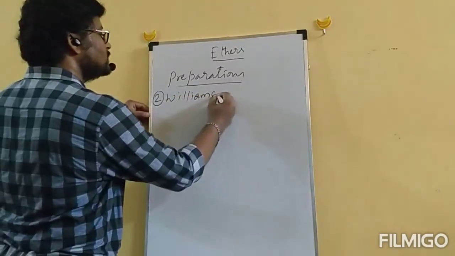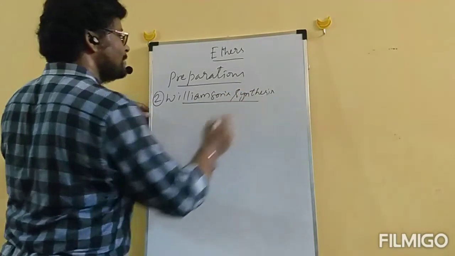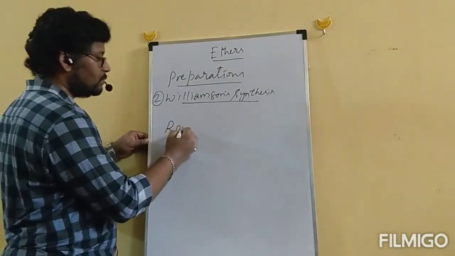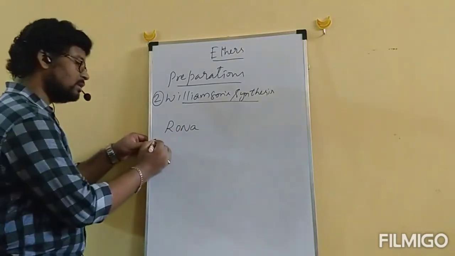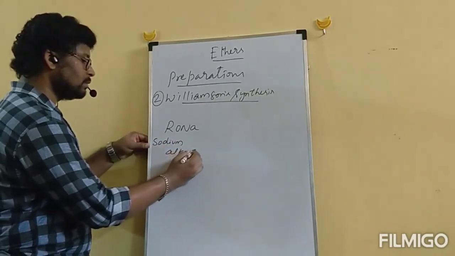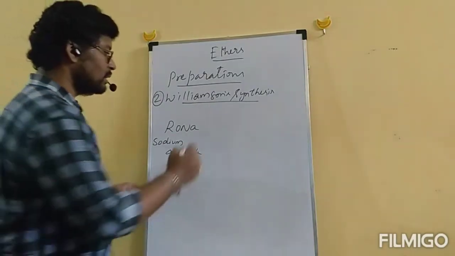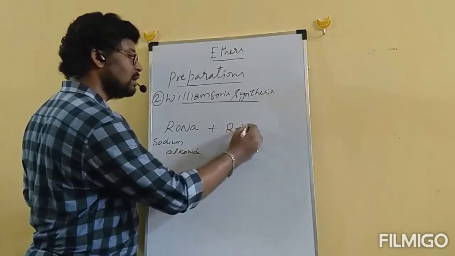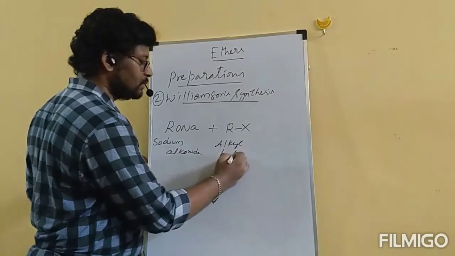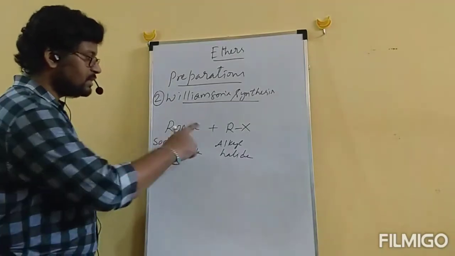The equation for Williamson synthesis. Williamson synthesis is generally represented with RONa, which is called sodium alkoxide. RONa is going to react with RX. RX is nothing but alkyl halide, and these two are going to react.